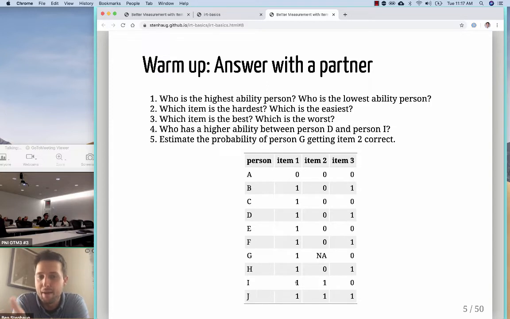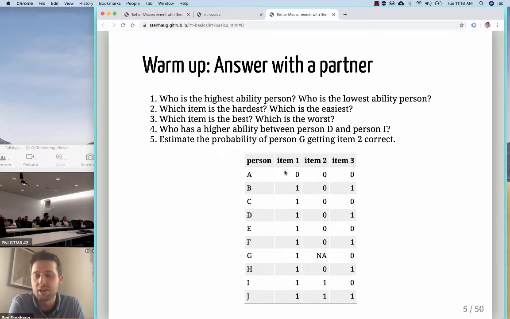There's different properties of people and items, like how difficult they are, how discriminating they are, how guessable something is. The people are going to be like or dislike one another based on their item response strings. Items will be like or dislike each other based on who got them right or wrong. So it's all of this structure of data.